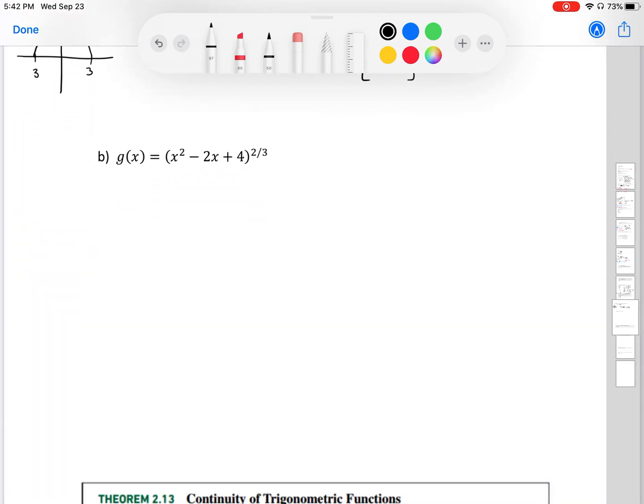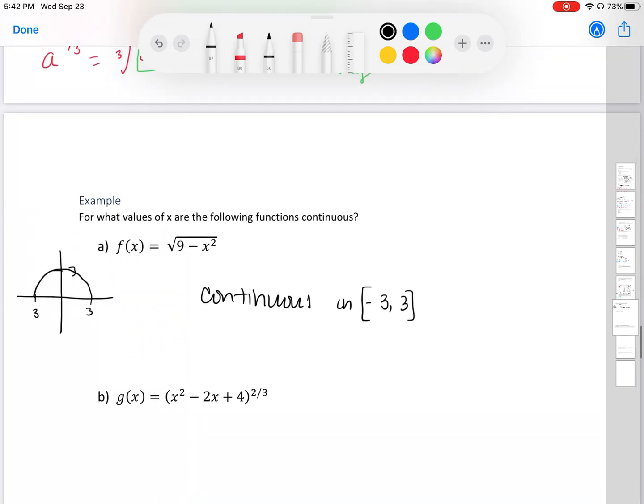Okay, let's take a look at g of x. Based on my theorem, let's look back. I had to be careful with a because I had an even index. I had an even n for f of x to the 1/n power, meaning I need to be careful about when my argument is producing an outcome that's greater than 0.